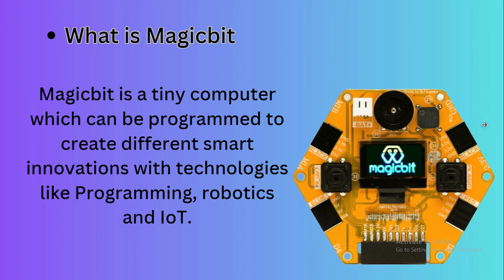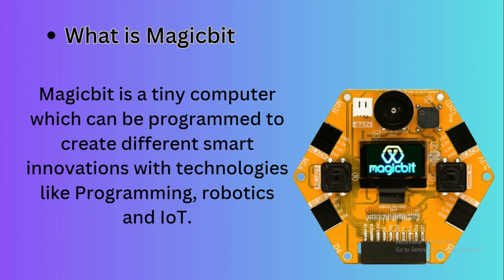As the program is related to the Magicbit, first of all, let's see what this Magicbit is. Magicbit is a tiny computer that can be programmed to do smart innovation with different emerging technologies like different programming languages, robotics, Internet of Things, or simply IoT, and to learn the basics of electronics. And this Magicbit is a 100% Sri Lankan product. That means all the hardware parts, software-related things, and all the programming-related parts, everything regarding this Magicbit is made in Sri Lanka.